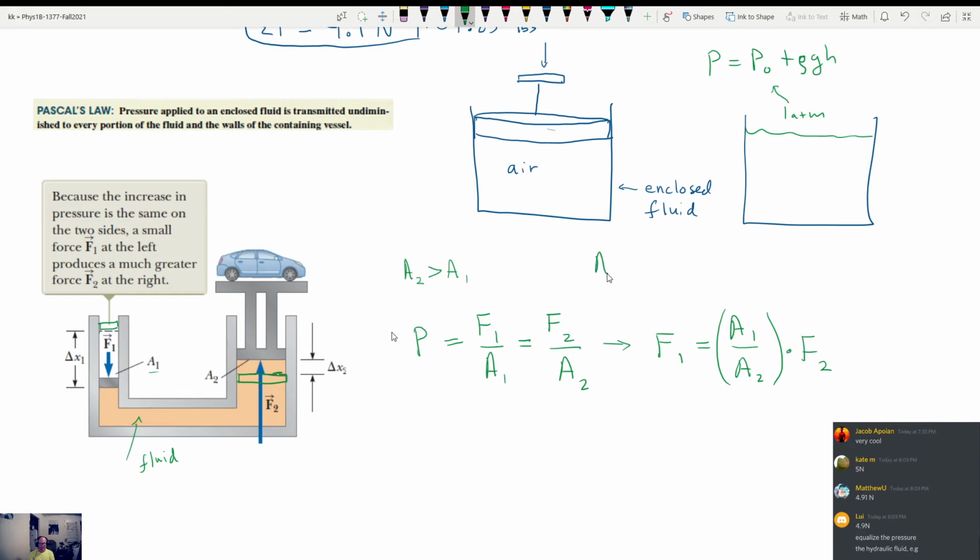All right, now, let's pick some numbers for this. So let's say that A1 is equal to 2 meters squared, okay? And let's say that A2 is equal to 10 meters squared, all right? And let's say that we're trying to lift a car, and let's say that the weight of our car, W, is, I don't know, 1,000 pounds. That's a nice round number, right? 1,000 pounds. How much force do I need to exert upwards on a car that weighs 1,000 pounds to make it start moving up? What's the minimum force I need to make it move upwards? If it weighs 1,000 pounds.